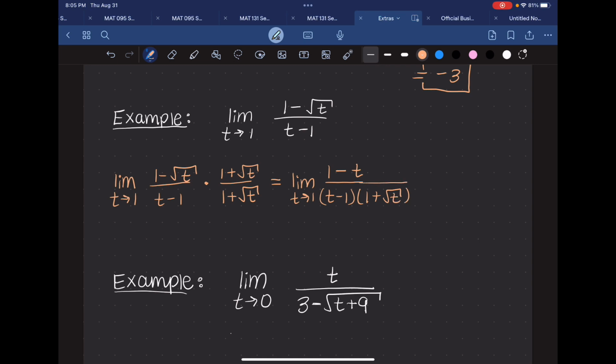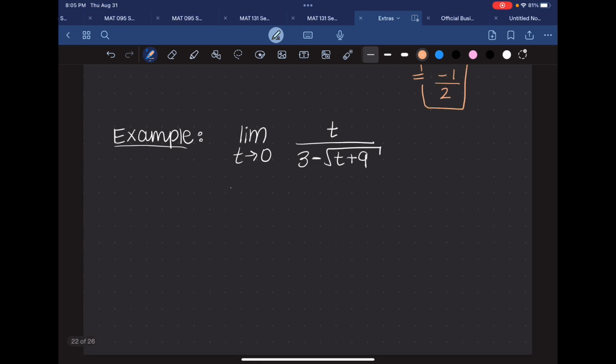And then notice we can cancel out the 1 minus t and t minus 1. We just have to kind of multiply by a negative. So I end up getting that this is limit as t goes to 1 of negative 1 over 1 plus square root t. And now we can plug in, and we don't have division by 0. So this gives us negative 1 over 1 plus square root 1, which gives us negative 1 over 2. And so this would be our limit.